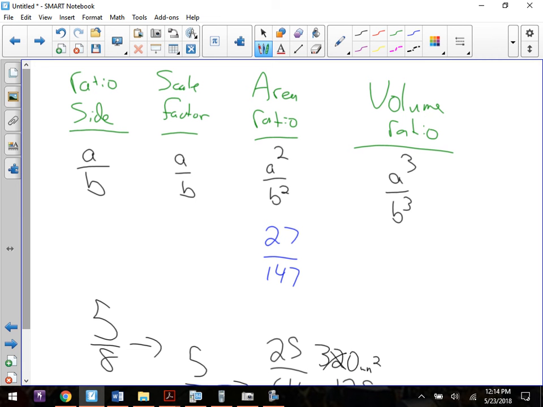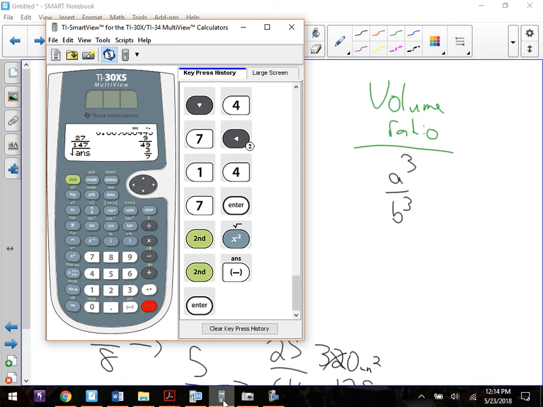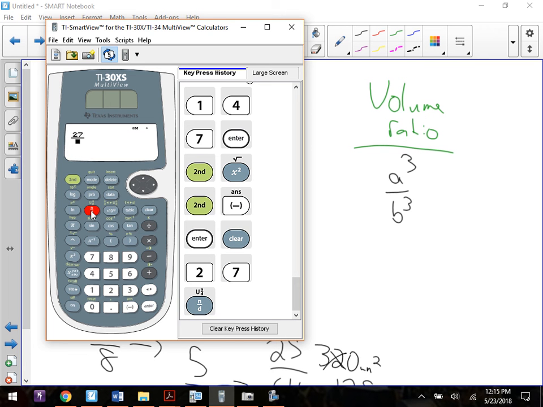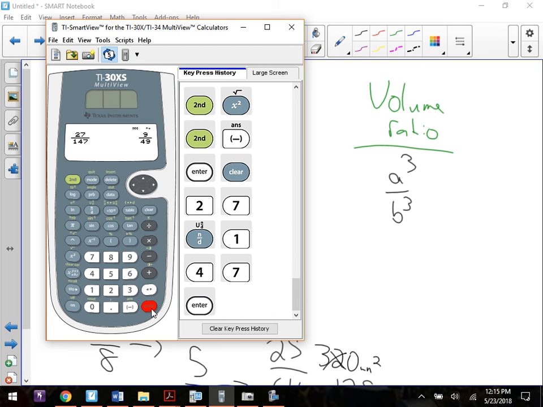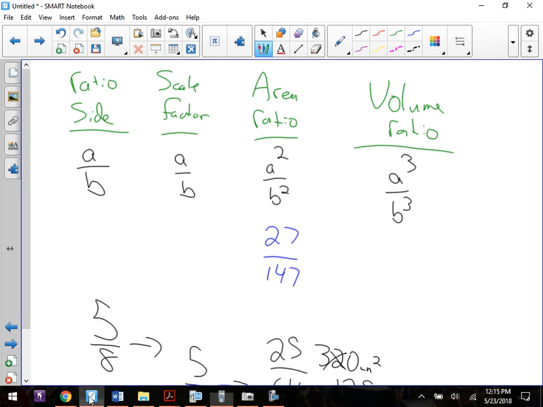So what I need to do now is figure out the working area ratio so that I can go and figure out side lengths. All I have to do is put that in my calculator. What was it, 27 over 147? Thank you. And hit enter, and it'll automatically simplify that for you, so you don't have to math it. Okay? It's nice. So right away I know that I have a working ratio of 9 over 49.